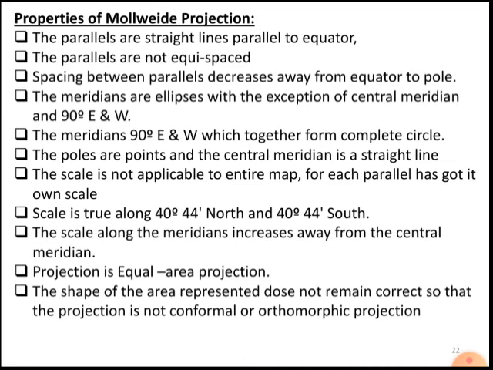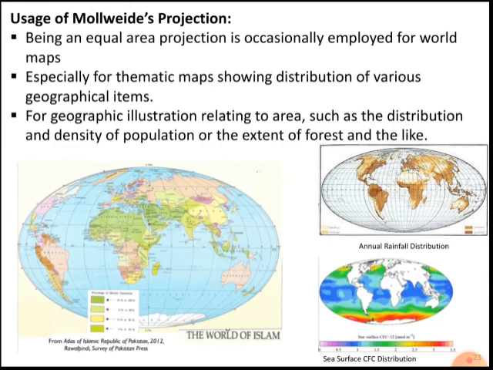The scale along the meridians increases away from the central meridian. The projection is an equal area projection. The shape of the area represented does not remain correct, so the projection is not a conformal or orthomorphic projection. So what is the use of this?